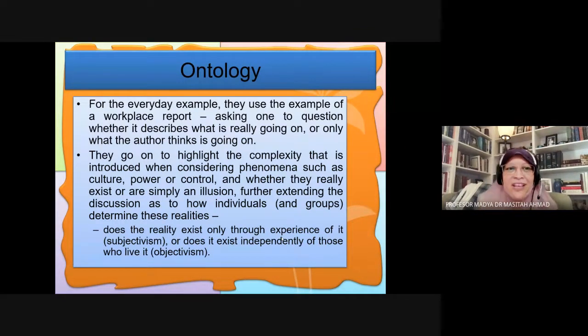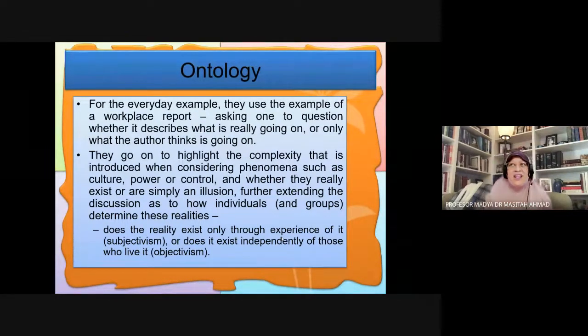That's why, okay, they go on to highlight the complexity that is introduced when considering phenomena such as culture, powers of control, and whether they really exist or are simply an illusion, further extending the discussion as to how individuals and groups determine this reality.